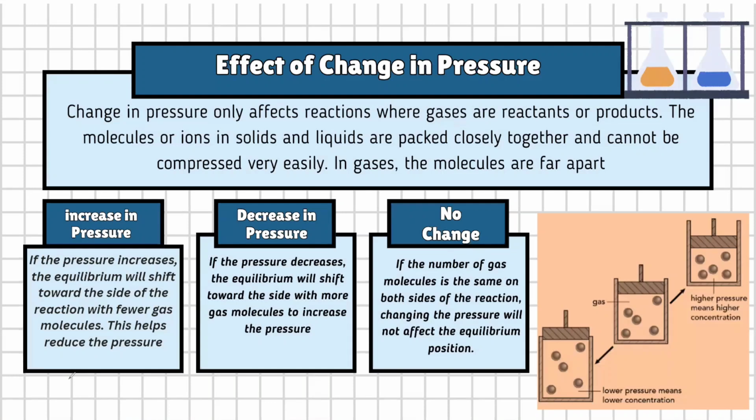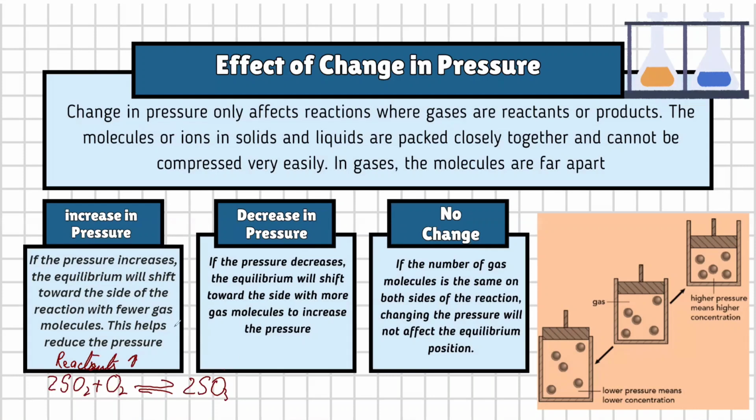So for example, if we have SO2 reacting with O2, it forms 2SO3. Now you can compare the number of moles of reactants. The number of moles of reactants are greater than that of the products.